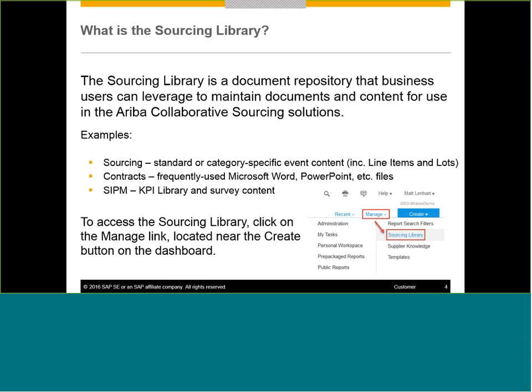So in terms of getting to the sourcing library, it's very simple. You get to it from the Manage link that's on your dashboard. When you log into the Ariba system, you probably notice up in the top right corner, you have a big blue Create button. Right next to that, you have a Manage link, which is highlighted in red here in the screenshot. And under that menu, you will find the sourcing library. Obviously, the menu you're seeing here varies by your role, but in general, you will see sourcing library there, and you can get to it directly from that link. And during the demo here, I'll also show you a couple other ways that you can get to that.